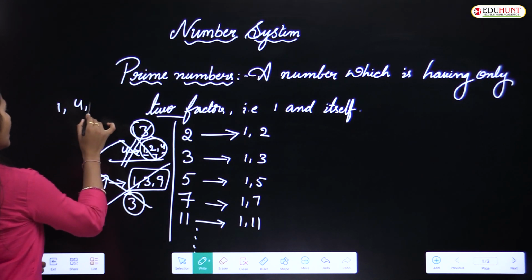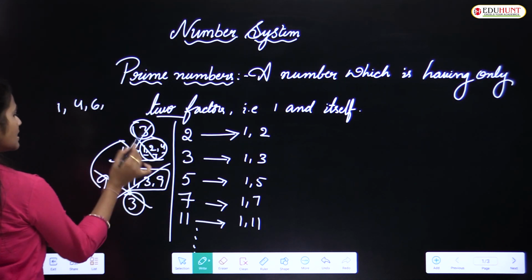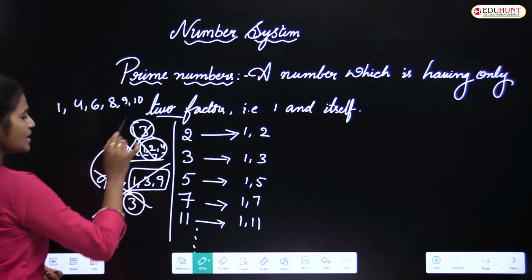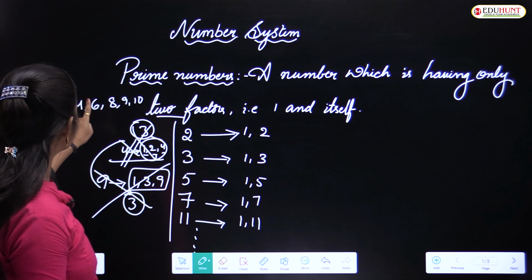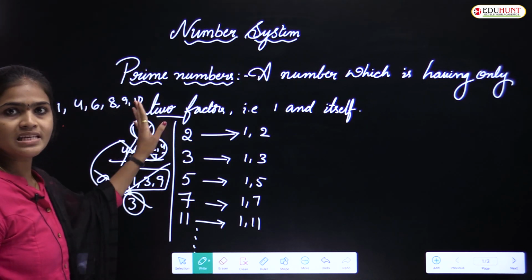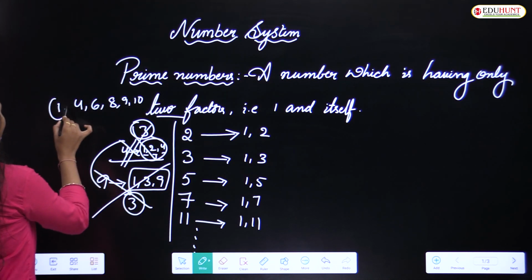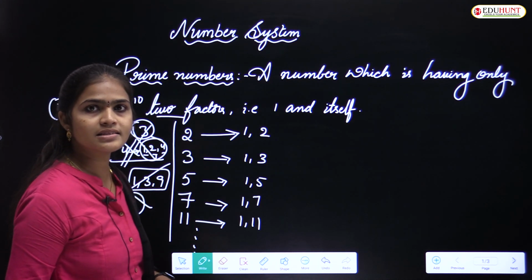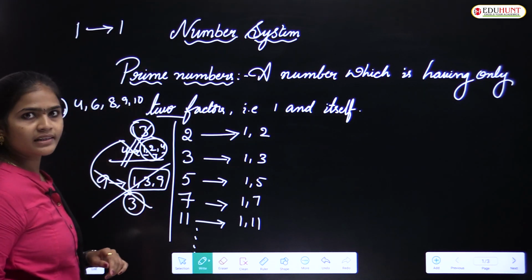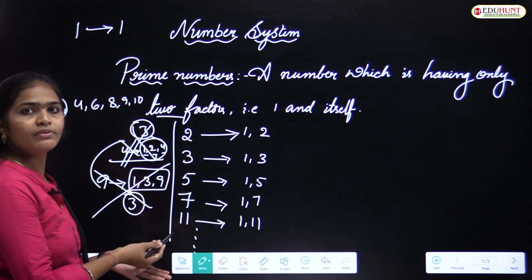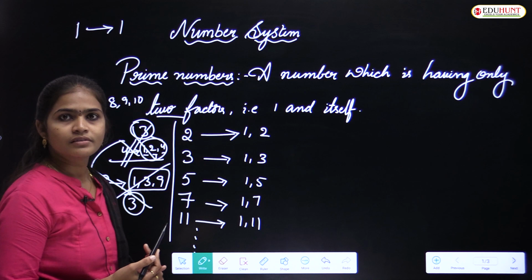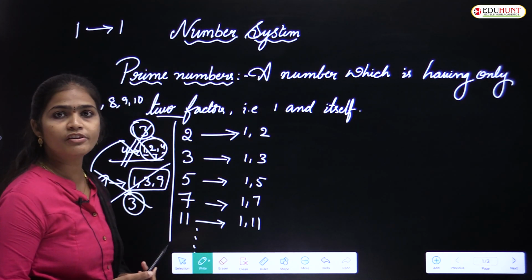1, 4, and here 5 is there, so 6, 7 is there, so 8. Next 9, 10. Just observe these numbers: 1, 4, 6, 8, 9, 10. Observe their factors. 1 is there. How many factors does 1 have? 1 is the common factor. Here I took the number 1, so the second factor is also 1 only, no?